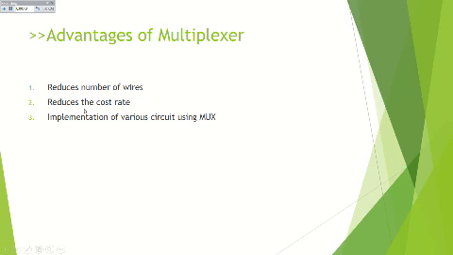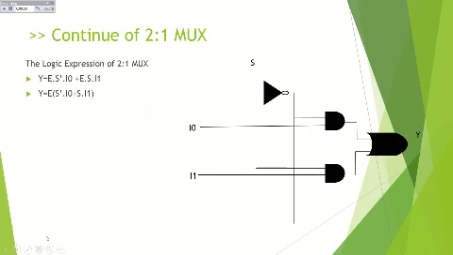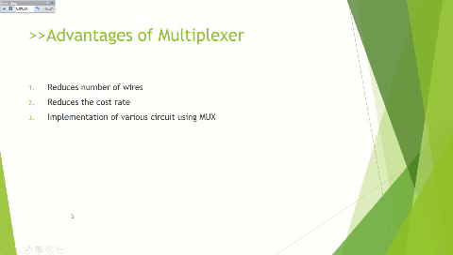And the implementation of various circuits using mux. When you're using mux, you can use the AND gates or the OR gates. As here in this diagram, you can see the AND, you can see the OR, you can see the NOT. In other forms, you'll be able to see many gates.